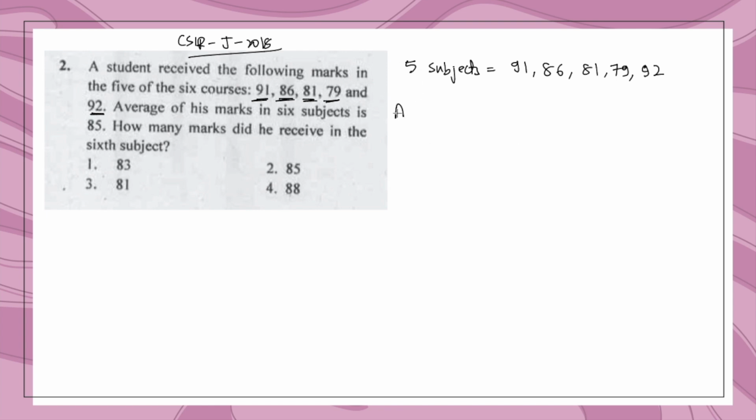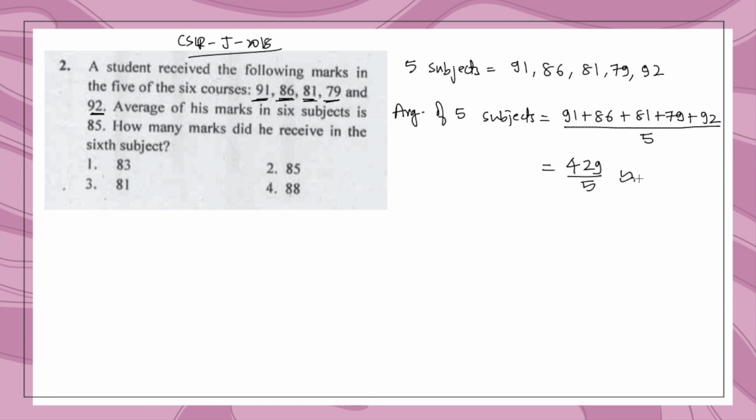So if I want to find the average of just these 5 subjects, it will be the sum of these values, that is 91 plus 86 plus 81 plus 79 plus 92, divided by 5. All you have to do is the addition. When you add all these numbers, you get 429 upon 5, and if you divide this by 5, you get 85.8. So this is the average of 5 subjects.